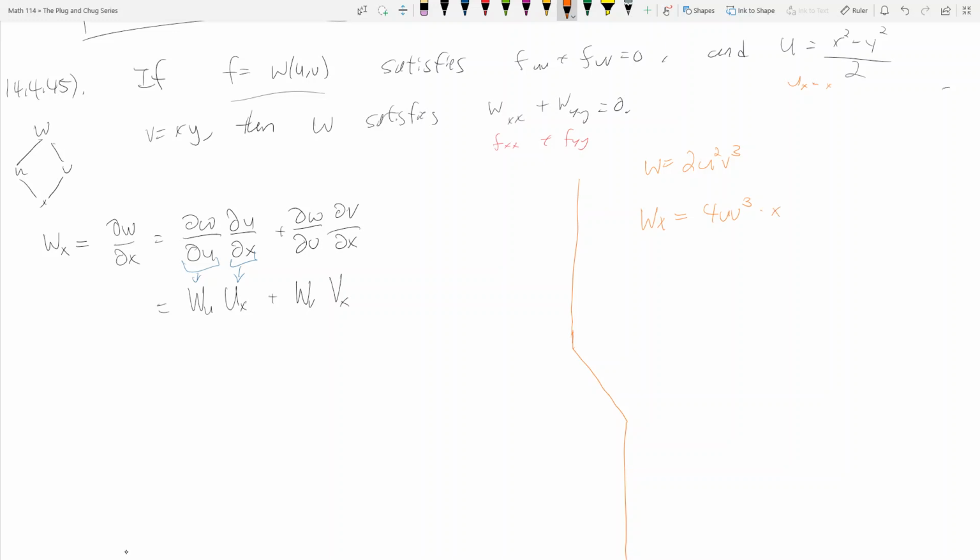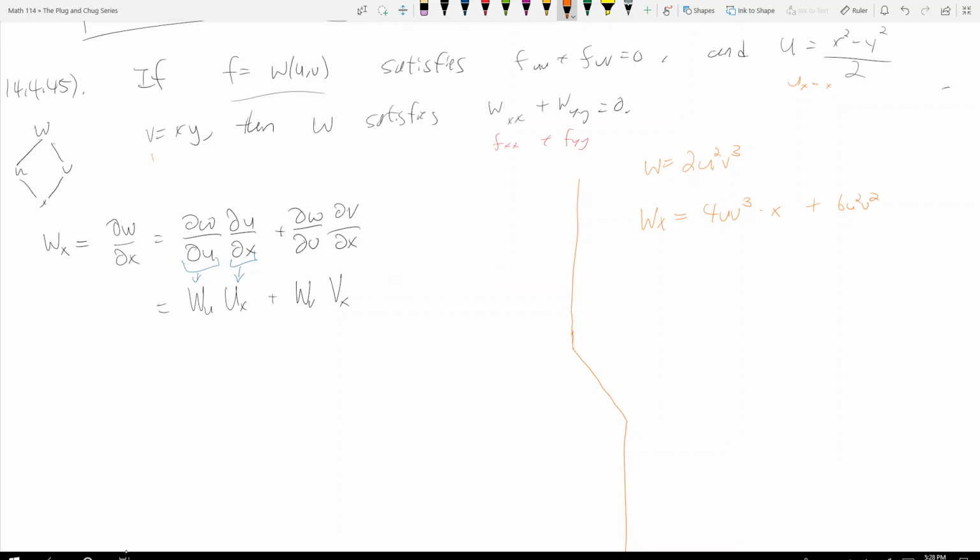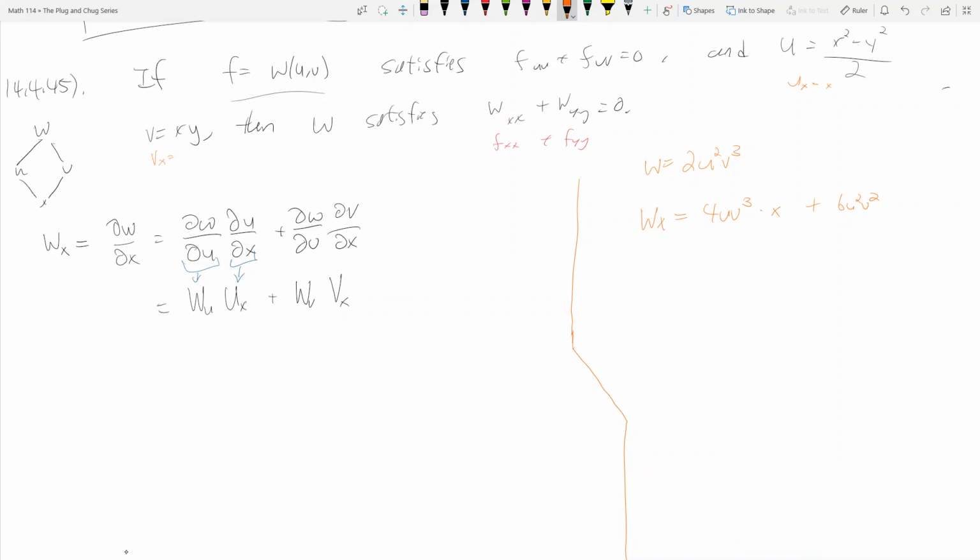So you get that times x, all right? And then you add w sub v. So w right here, take the derivative with respect to v, you get 6u squared v squared. All right, and then dv dx, well here's v, and so v sub x, take the derivative with respect to x, and you get y, right?